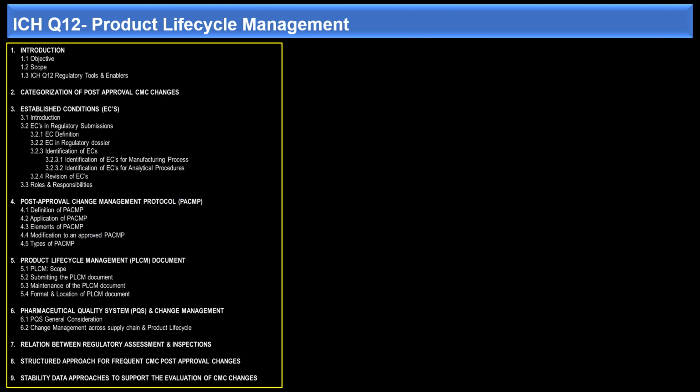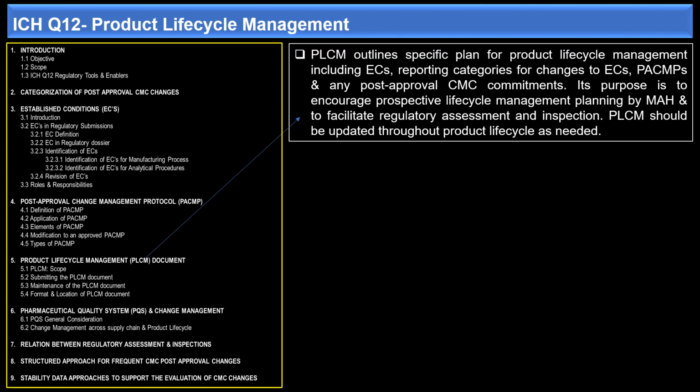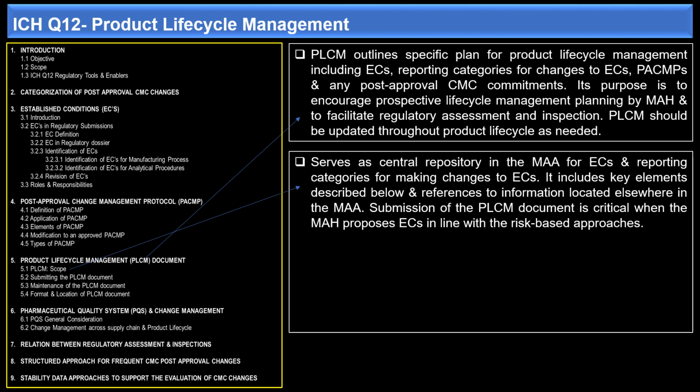Moving with the fifth point, product lifecycle management document. So the product lifecycle management document outlines the specific plan of the product lifecycle management, including the established conditions, reporting category for changes to the ECs, the change management protocols, and any post-approval CMC commitment. Its purpose is to encourage prospective lifecycle management planning by the authorization holder and to facilitate regulatory assessment and inspection. The product lifecycle management document should be updated throughout the product lifecycle as needed.